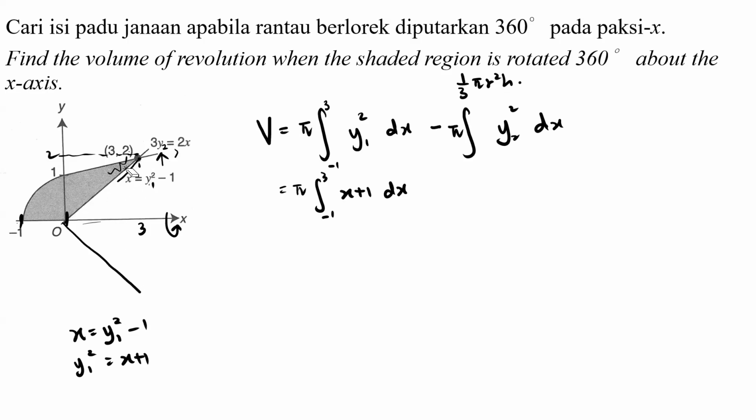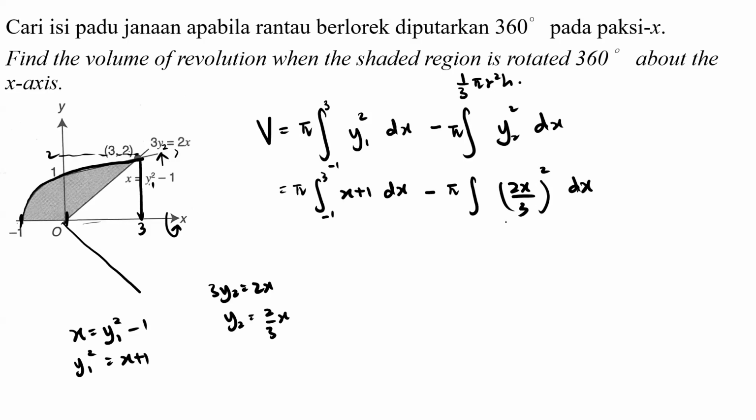So therefore our integration is from here to here, so that when you drop, it's a straight line, drop to the x. Okay, so it's -1 to 3 onto my y squared, and then minus pi. The y2 squared is here, so 3y2 equals 2x. So the y2 subscript means the second y, so 2x over 3. So my y2, 2x over 3, you have to square it, dx from 0 to 3.